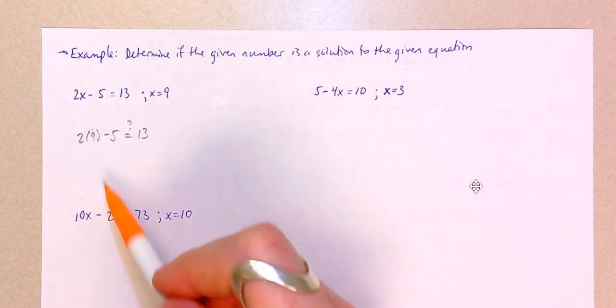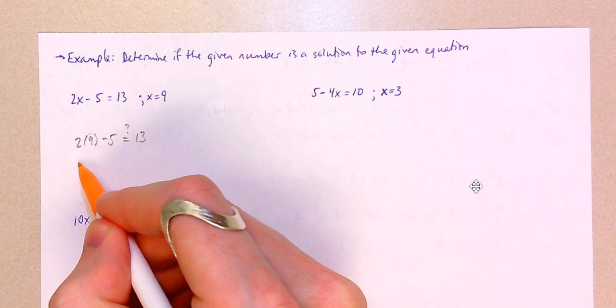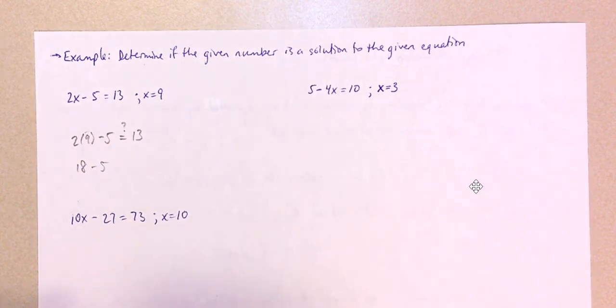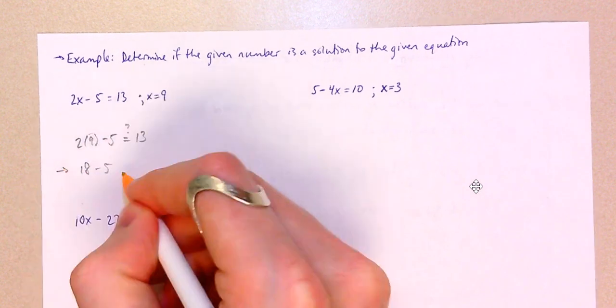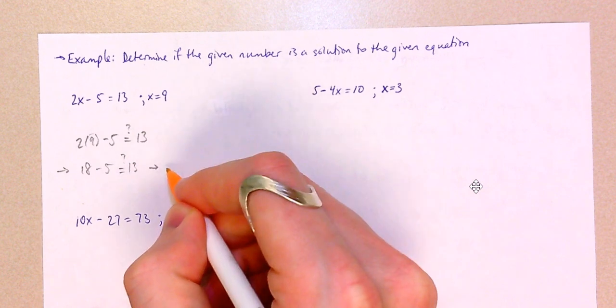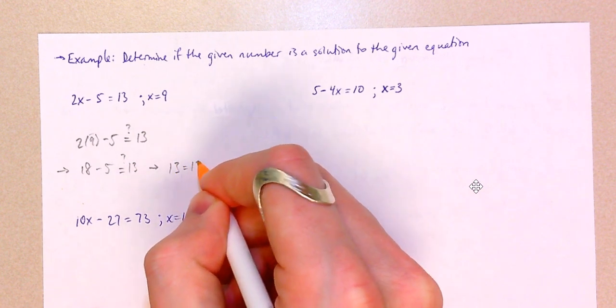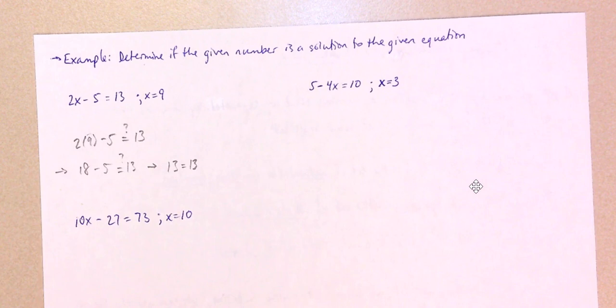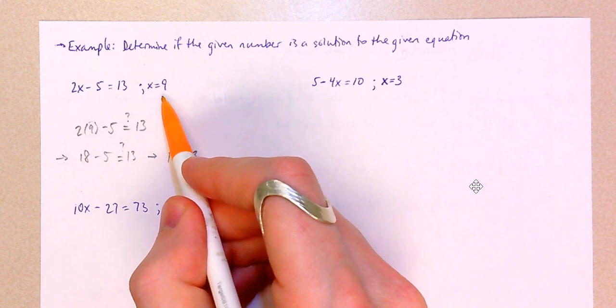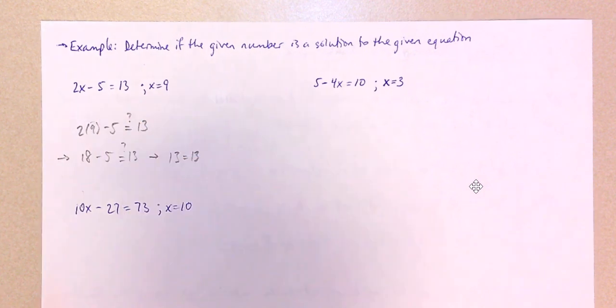So, working with the left-hand side, 2 times 9 is 18, and then I still have that minus 5. Again, using the order of operations. And 18 minus 5 is 13. So we do indeed see that 13 is equal to 13. The two sides of this equation are the same. So yes, 9 is a solution to this equation here.